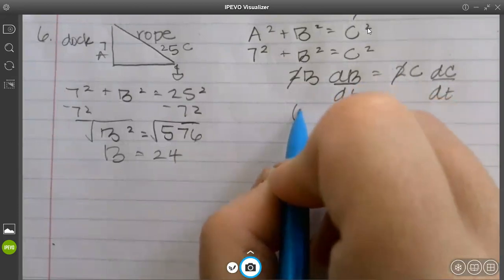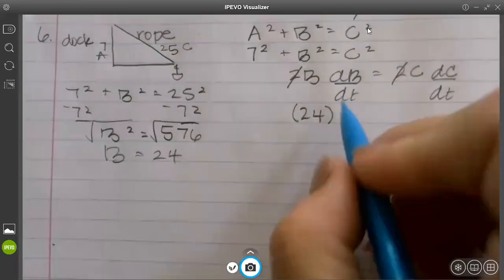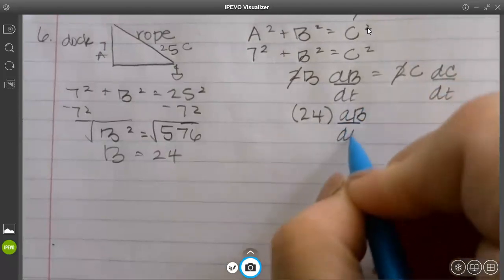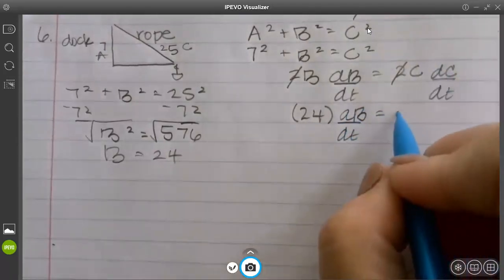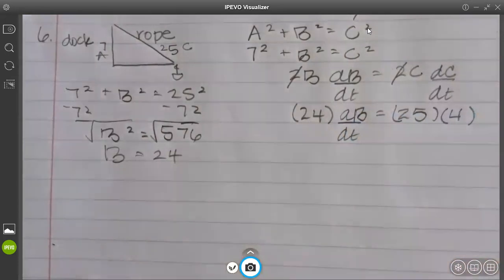What is B? 24. What's your rate? Do you know that one? 4. Which rate do you know? The rate of the rope. So do we know the rate of B? No, so that's the one we're keeping. How long was the rope? 25, and what was the rate of that rope? 4. Is it just 4? What's happening to the rope if you're pulling the boat in? It's getting shorter. So it should be a -4.